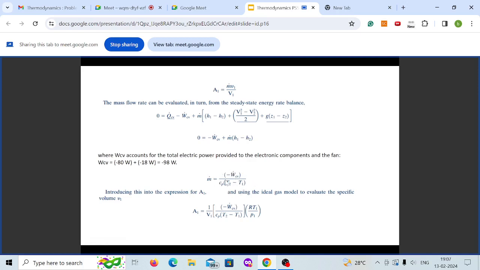So from this you can substitute mass in the above expression for area. Substituting that, you will get 1 by V1 into minus W by Cp (T2 minus T1). So here we don't know the specific volume of air, so we will go to the ideal gas equation. The ideal gas equation is PV equals nRT, or mRT. That simplifies to P times specific volume equals R times temperature.